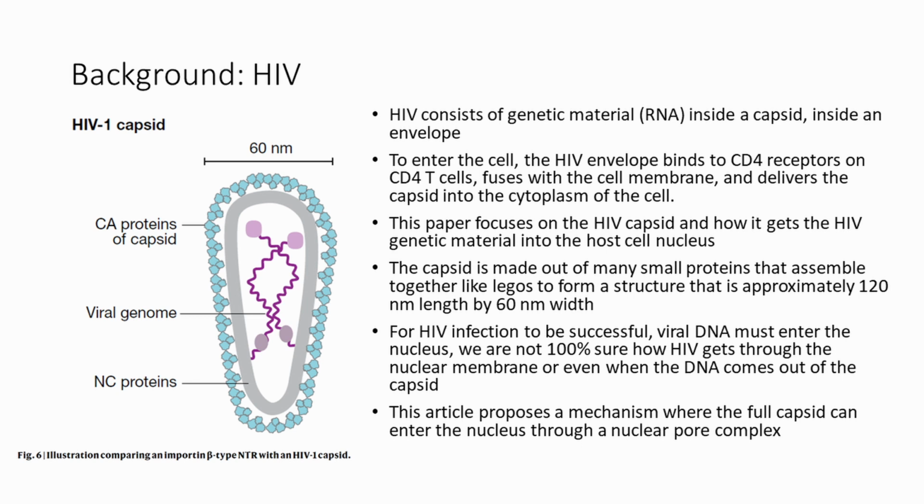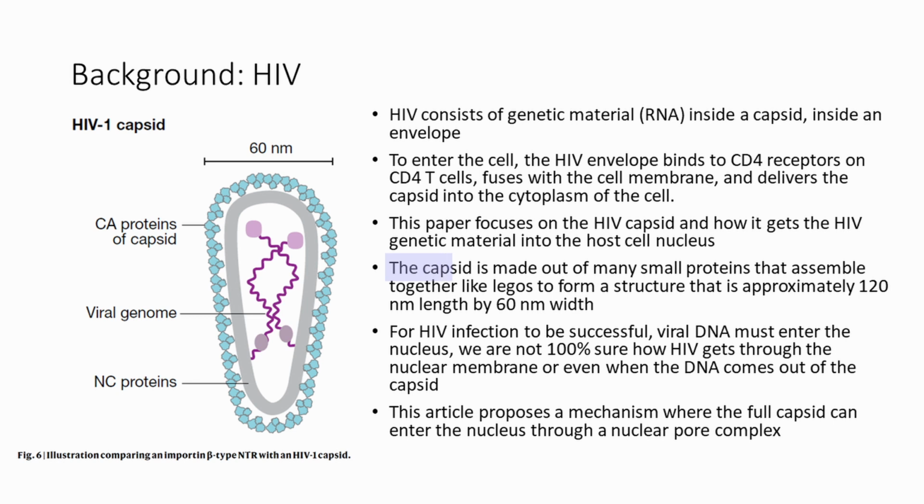So we already know how HIV enters the cell, where the envelope will bind to CD4 receptors on CD4 positive T cells. It'll fuse with the host cell membrane and then deliver the capsid directly into the cytoplasm of the cell. This paper focuses on the HIV capsid and how it gets the HIV genetic material into the host cell nucleus. So I'm really not going to spend any more time talking about how the HIV works in its cycle and how it gets into the cell. I'm just going to focus on the capsid itself.